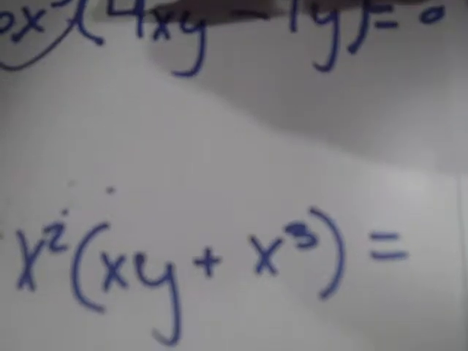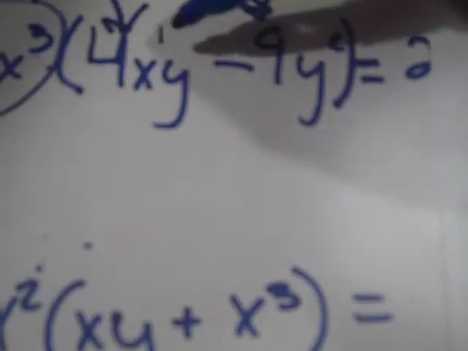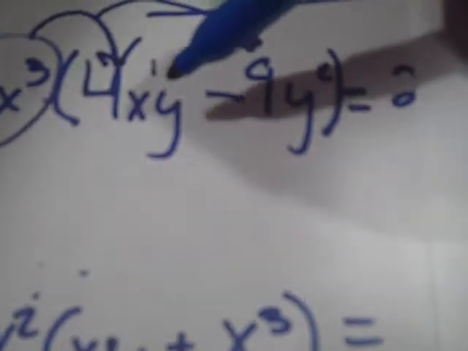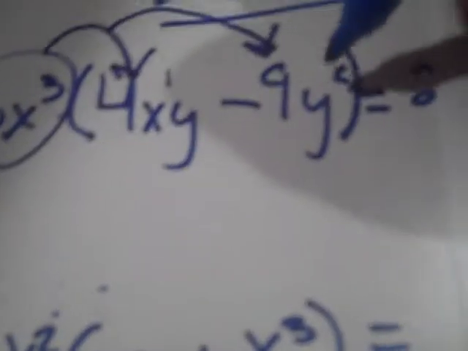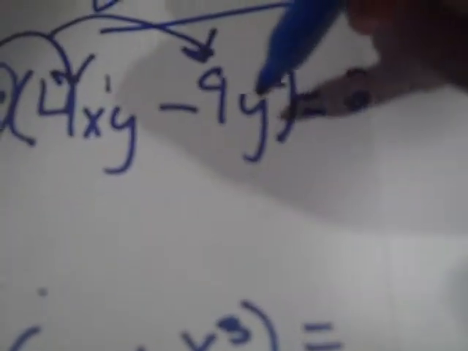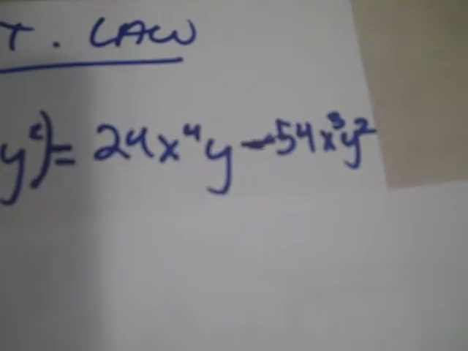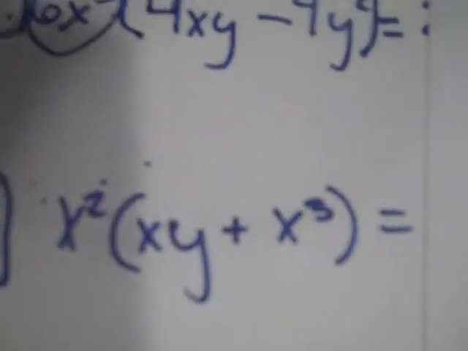And then you're also just going to do another multiplication problem or distribution. You're going to do 6 times 4, which is 24, and then x cubed times that inferred 1. So that's going to be 24 x to the 4th, and then y, since it didn't really mess with the variable. Minus 6 times 9, which is 54, and then the x cubed, since there's no x variable in this part, you just put x cubed right there, and then leave the y squared by itself. So you're going to end up with 24 x to the 4th y minus 54 x to the 3rd y squared.